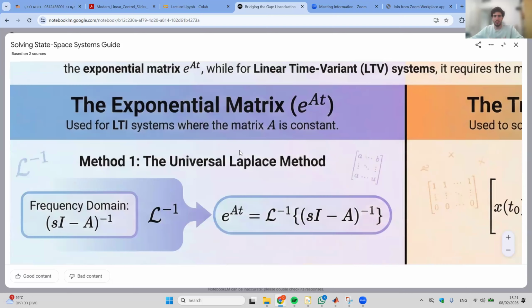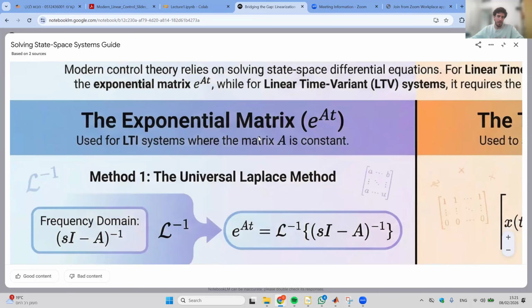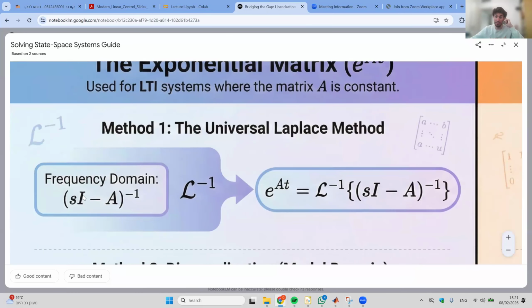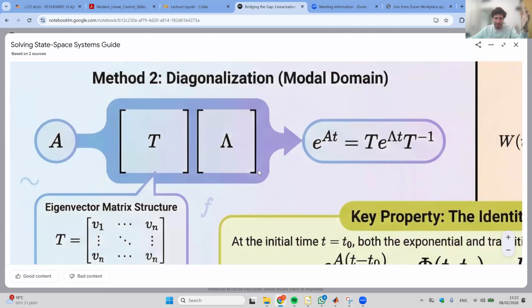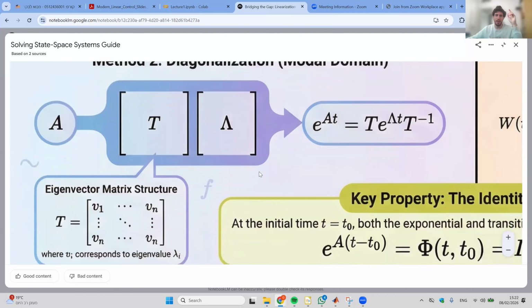For the exponential matrix, we have two methods. We can just compute the inverse of sI minus A and then take the inverse Laplace transform, in the sense that we go entry by entry in the matrix and take the inverse Laplace transform. So that's the first thing that we do. For the second method, we can diagonalize A, and all the matrices we will see here will be diagonalizable, so it's okay.